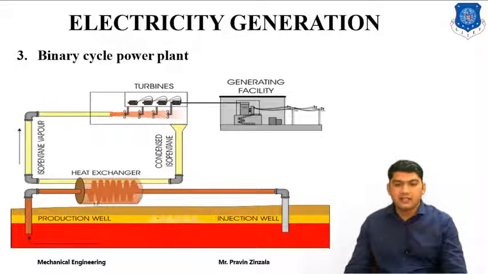But the binary cycle is the indirect type of geothermal power plant. Whatever hot steam or hot water we get from the earth, we circulate through the heat exchanger, and after the heat exchange it goes to the injection well. Here the heat is used for a closed cycle with isopentane vapor, which evaporates at a lower heat. It evaporates and expands in the turbine, and the cycle is recirculated. By using a generator, we generate electricity.